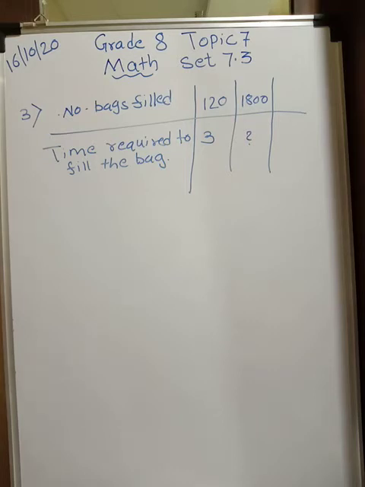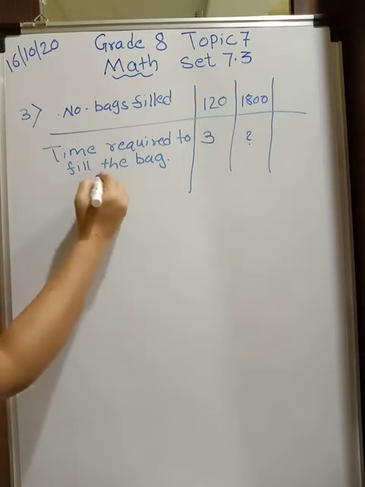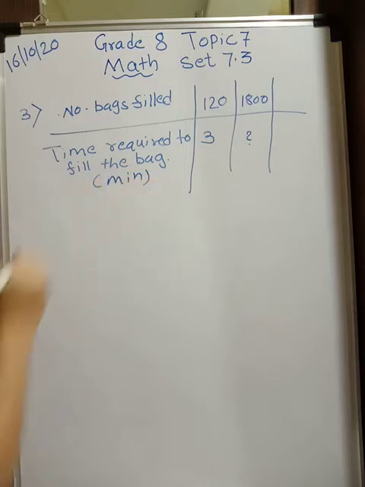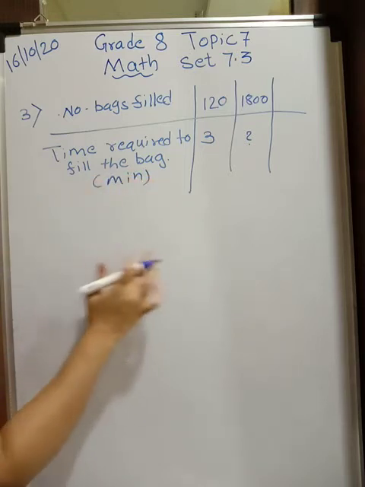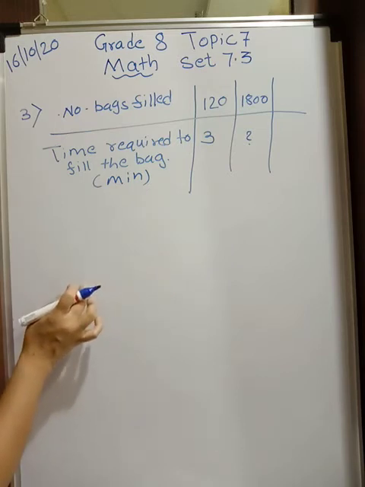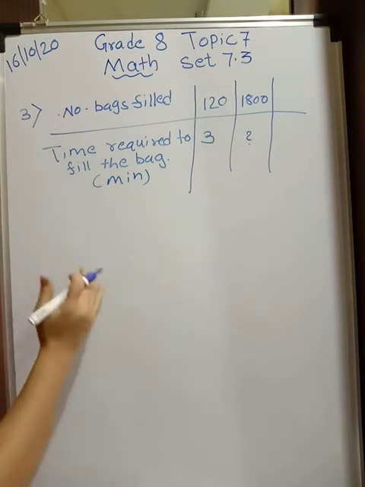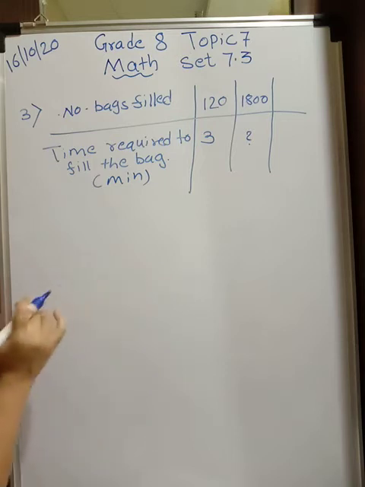And therefore, if one quantity is increased, the other is also increasing. That means this is which proportion? This is direct proportion, isn't it? To fill one bag, if 1 minute is required, to fill 2 bags, 2 minutes will be required. So if one quantity is increased, the other is also increasing.